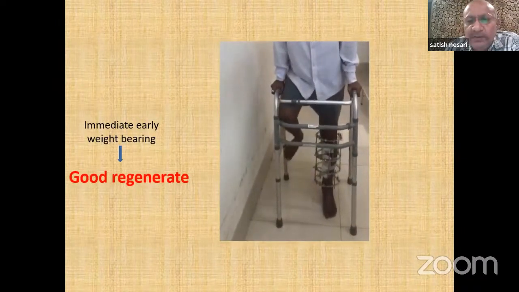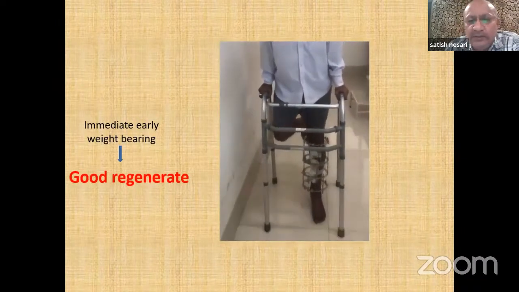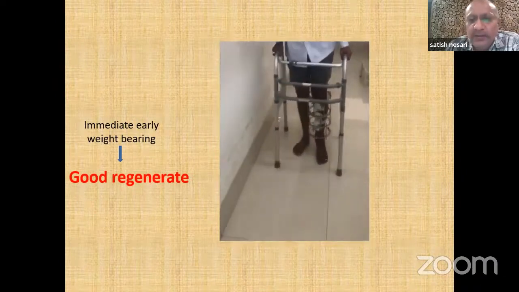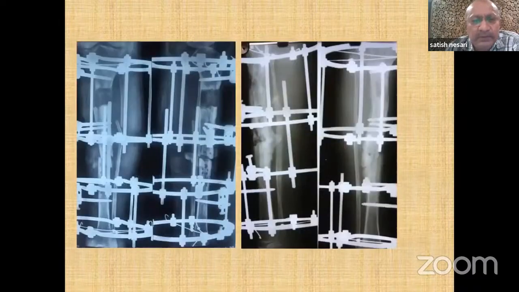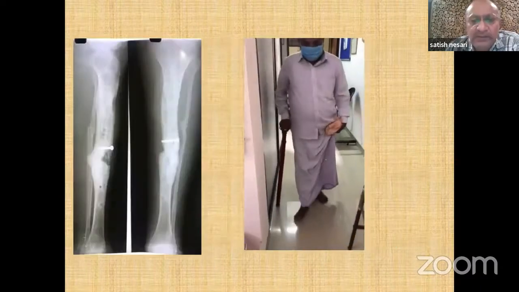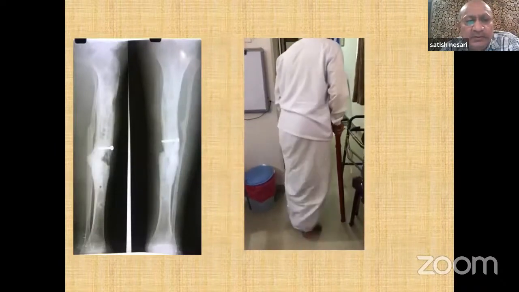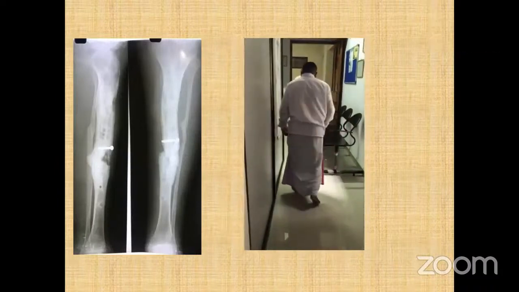This patient immediately started weight bearing, and the patient had a stable, painless frame. At the end of 5 months, the fracture united and a good regenerate was consolidated. He is a priest in a temple and he is back to his work now.